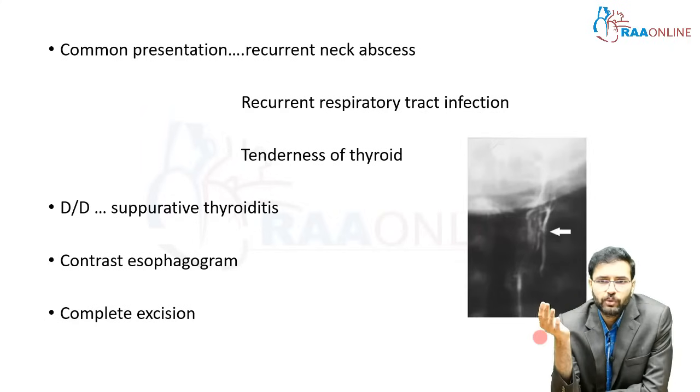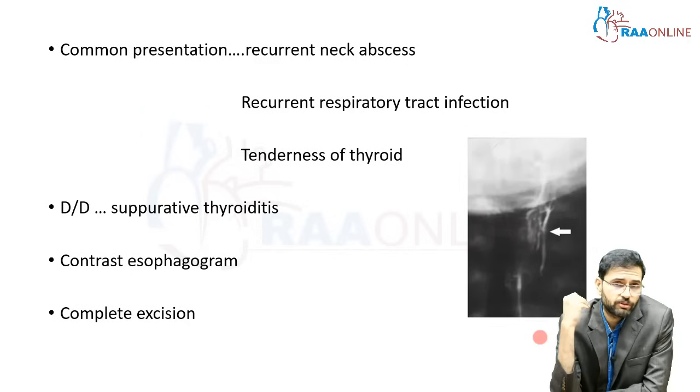So common presentations, like I told you, are recurrent neck abscesses, recurrent respiratory tract infections, sometimes tenderness of the thyroid, because I told you it is very closely related to the upper pole of the thyroid gland, ipsilateral thyroid lobe. Tenderness of the thyroid is a very common clinical finding. So hence, the differential diagnosis for it would be a suppurative thyroiditis. A contrast esophagogram can give us an idea regarding the fistulous tract as such, or an MRI fistulogram can be tried. The idea is to go ahead and completely excise the tract, which might require removal of the ipsilateral thyroid lobe also. Because if we don't remove the ipsilateral thyroid lobe, there is very high chance of recurrence.